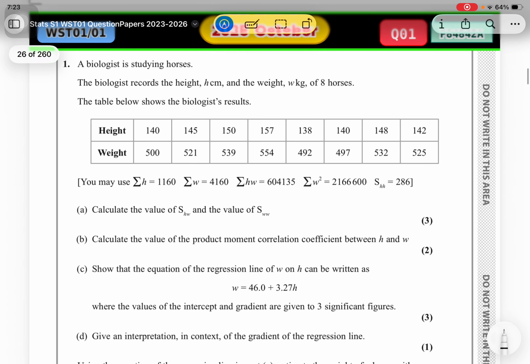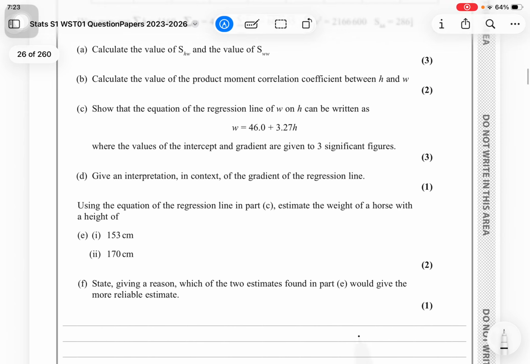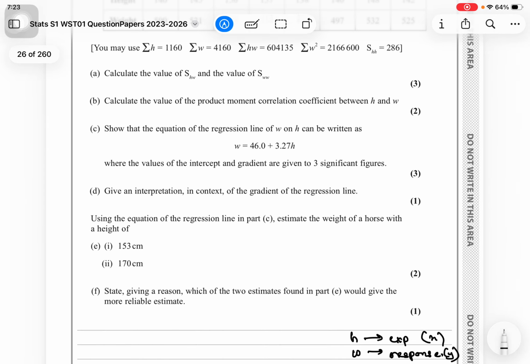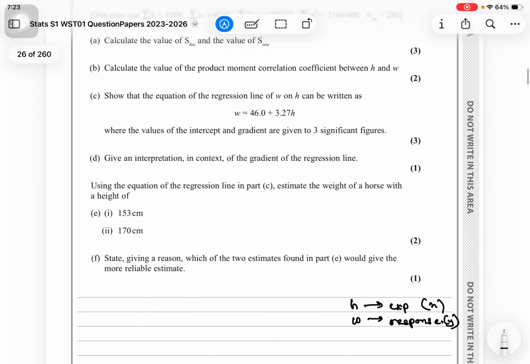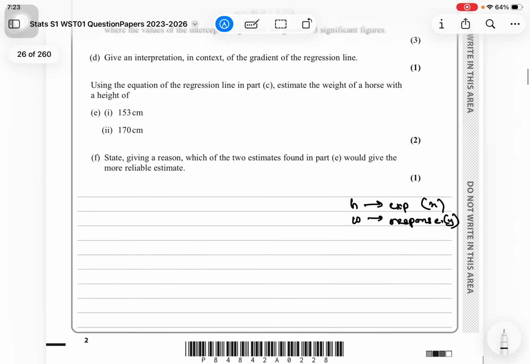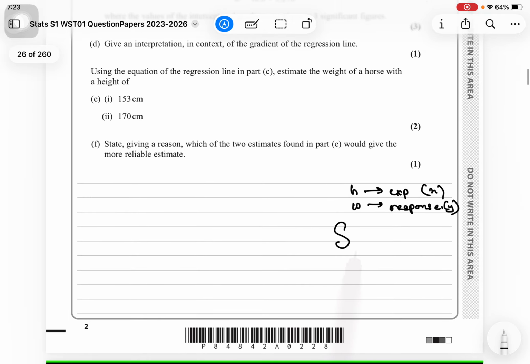As we can see, H is the explanatory variable, W is the response variable. So literally X and literally Y. This is how it's going to be in our normal methods. And we also know, if we need to find Sxy, how it comes is an important rule that we should remember by ourselves.